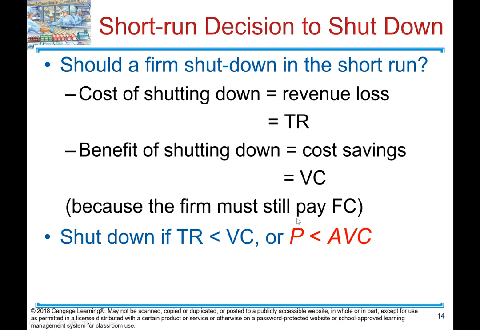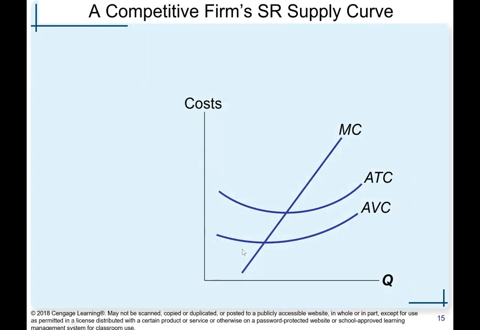Because the farm must still pay the fixed cost, shut down if total revenue is less than the variable cost, or when price is less than average variable cost. In ordinary language, if you cannot even cover the variable cost, you should shut down. This is a graph of the per unit cost curves: average total cost, average variable cost, marginal cost. These are the costs that we developed in the last chapter.